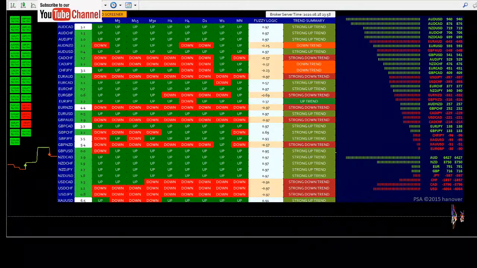Okay, let's see if we have any other trade. If we don't, then there's no need to stay in front of the chart all day. No, I'm not long on Euro USD. Euro USD is not a good setup anymore.